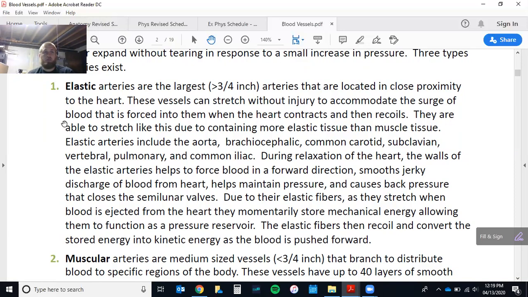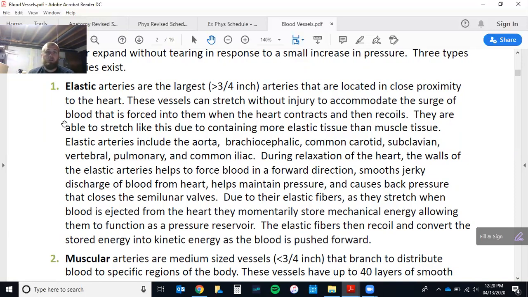As far as arteries go, they're the largest. They're the ones that are closest in proximity to the heart. They have that ability to stretch without injury, and that's going to accommodate the surge of a lot of blood forced into them when our heart contracts. But then they also can recoil. And that's because they have a lot of elastic tissue, much more so than they actually have muscle.